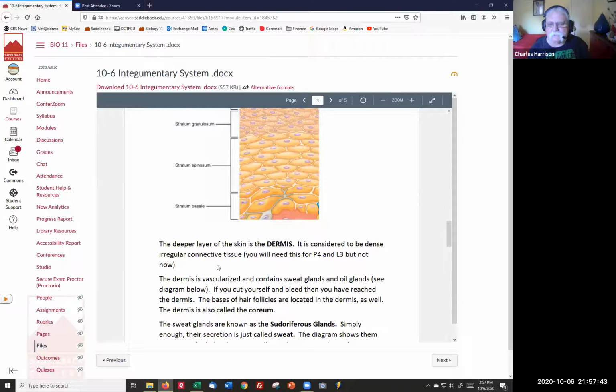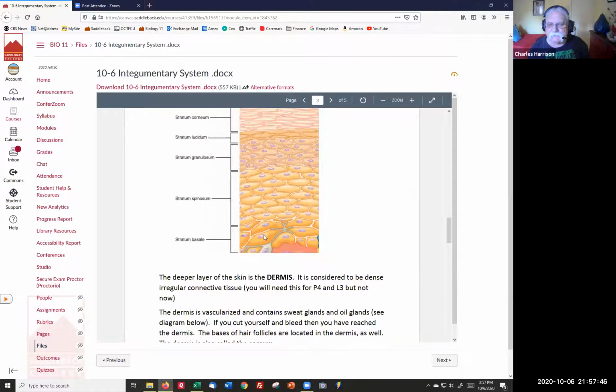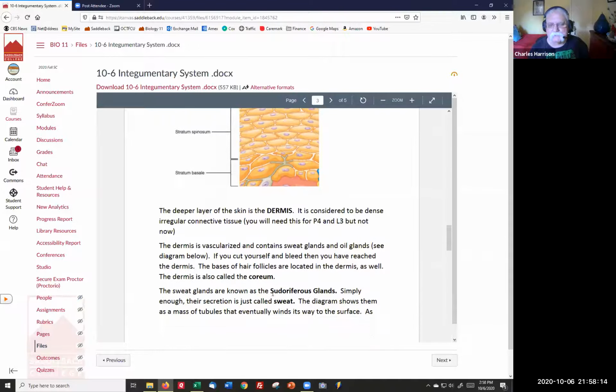Okay. The deeper layer of the skin is the dermis. The epidermis on top makes sense, and then the dermis. This dermis is vascularized. You will bleed if you cut into it. The dermis is considered to be dense, irregular connective tissue. Again, you won't need that now. And if you print these things out for yourself, you might put that in parentheses, but it tells you right there, you don't need it now. The dermis, again, is vascularized.